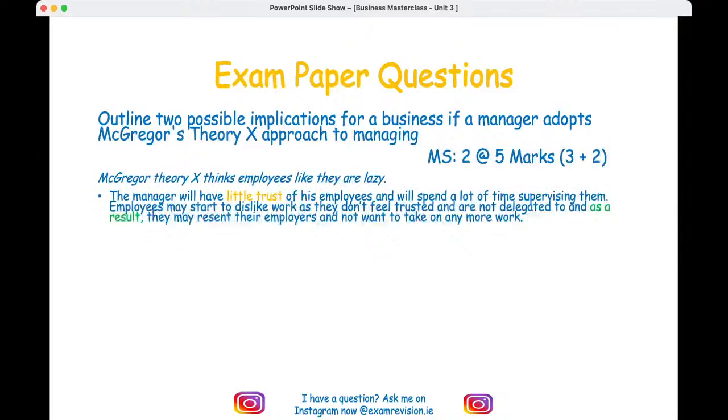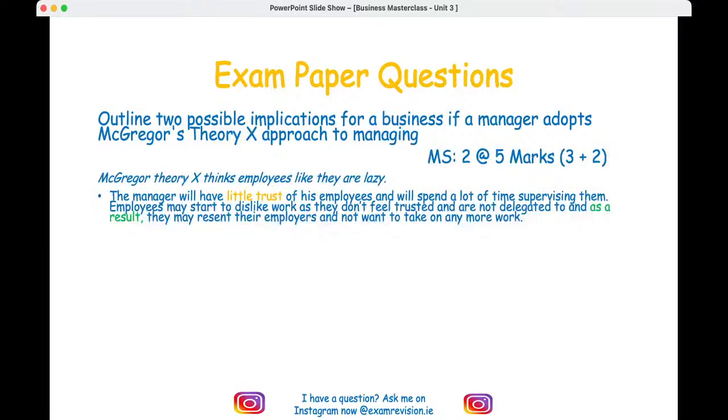McGregor's theory X thinks employees are lazy. So my heading could just be lazy, or you could have a bigger heading like I have here. The manager will have little trust in his employees and will spend a lot of time supervising them, as the employees may start to dislike work as they don't feel trusted, and it's not much being delegated to them. It's not being empowered. As a result, they may resent the employers.